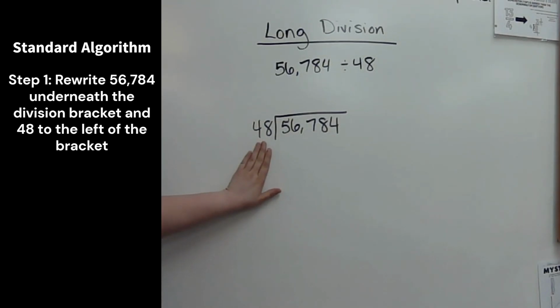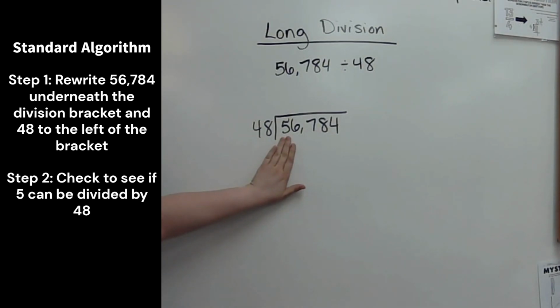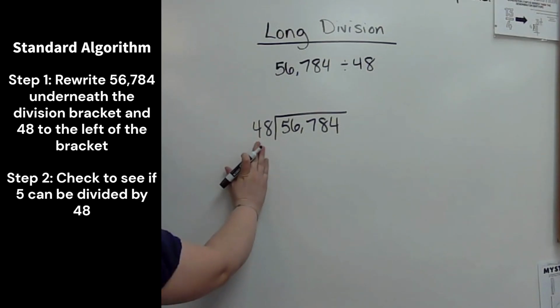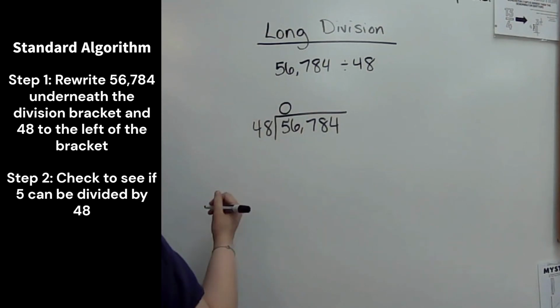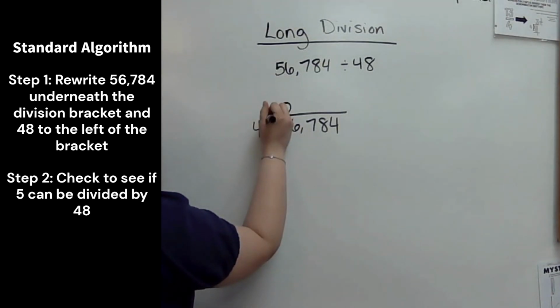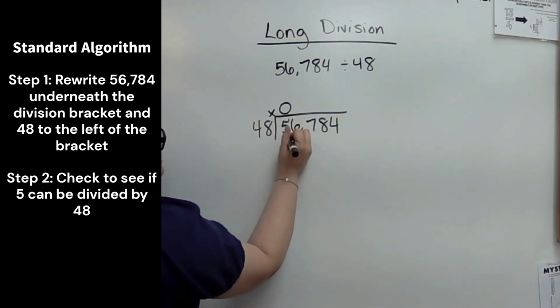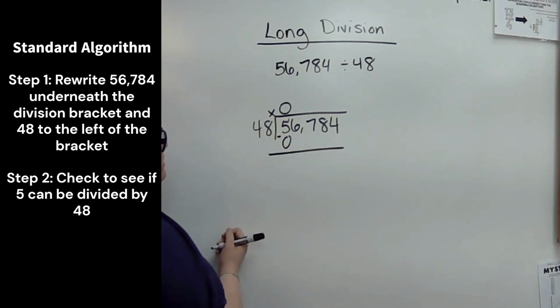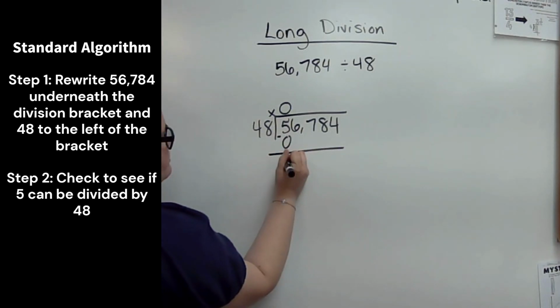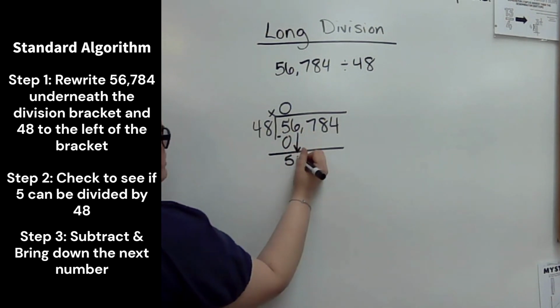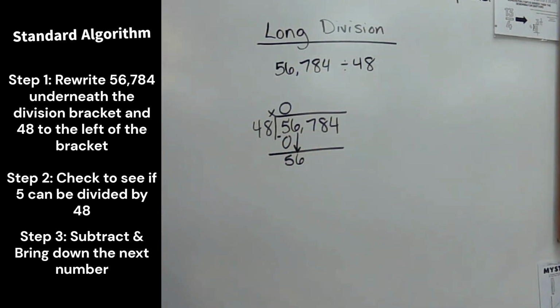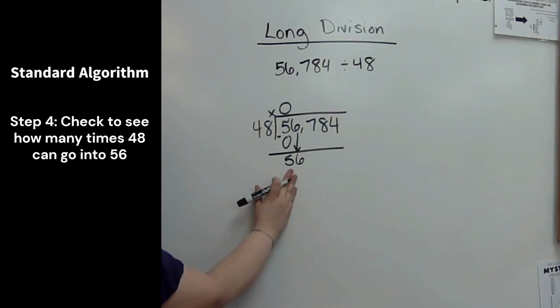First, I'm going to take 48 and see if it can go into 5. 48 is larger than 5, so it goes in 0 times because it doesn't fit. 48 times 0 is 0, and I'm going to subtract. 5 minus 0, 5. I'm going to bring down my next number, 6. Now I need to see if 48 can go into 56.